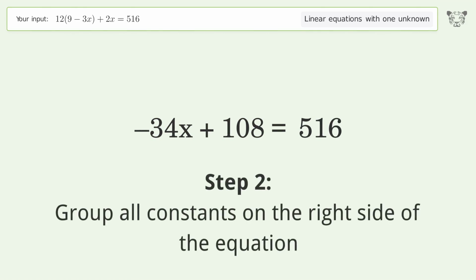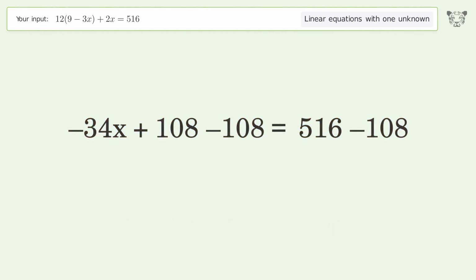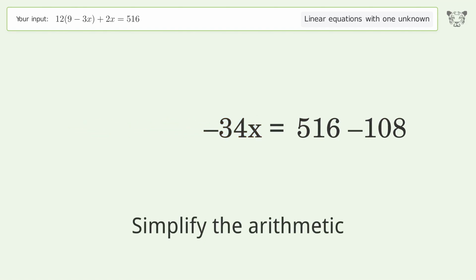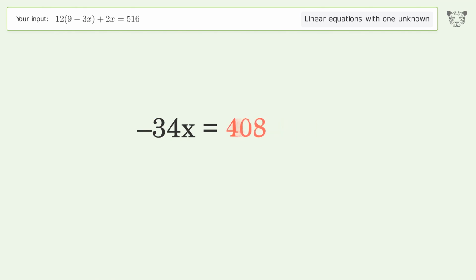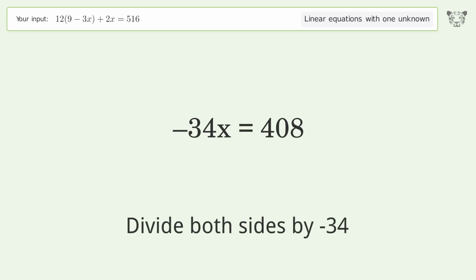Group all constants on the right side of the equation. Subtract 108 from both sides. Simplify the arithmetic. Isolate the x. Divide both sides by -34.